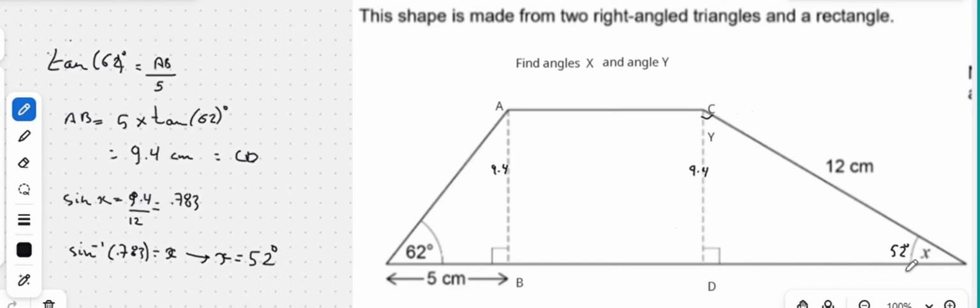Now that we know the angle x and we know that this is a right angle triangle, which should be 90, you can find the angle y, using the rule that the sum of the angles of a triangle adds up to 180. So y would be 180 minus 90 minus 52, which equals 38 degrees.